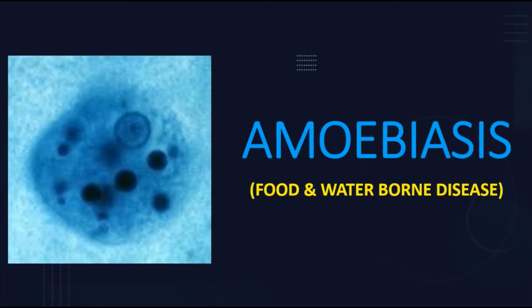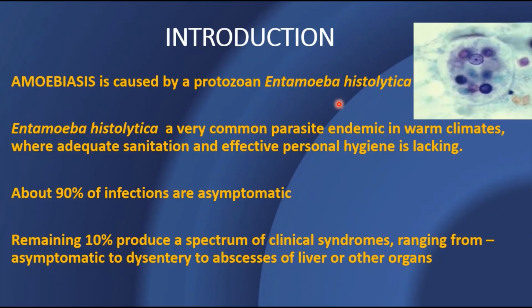Hi everyone. Now we are going to discuss amoebiasis, which is one of the types of food and waterborne diseases. Amoebiasis is caused by a protozoan parasite called Entamoeba histolytica. This Entamoeba histolytica is a very common parasite which causes endemic disease in warm climates where adequate sanitation and effective personal hygiene are lacking.